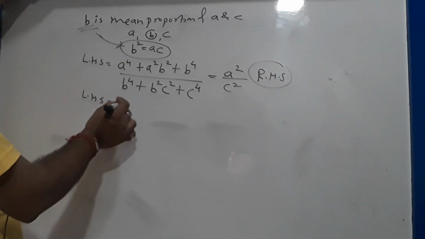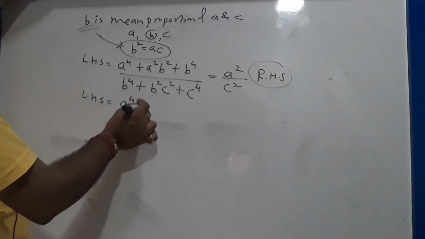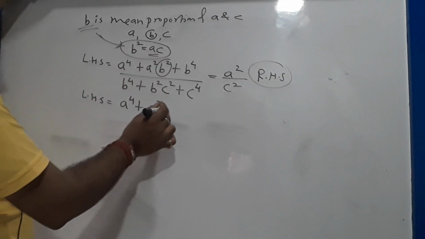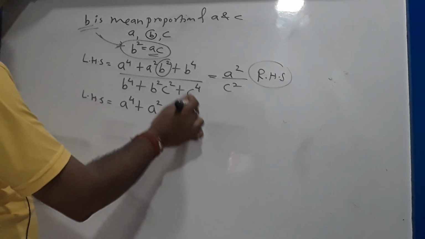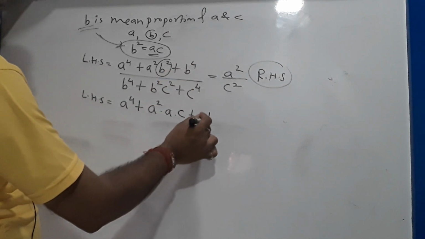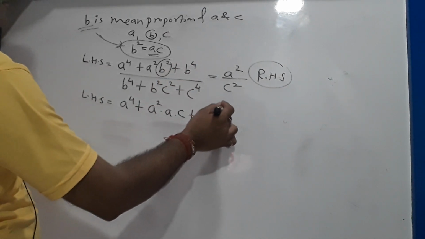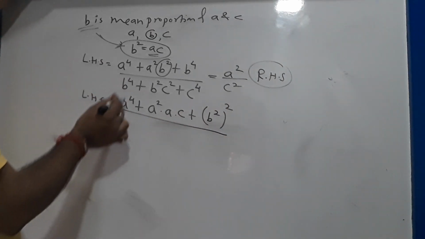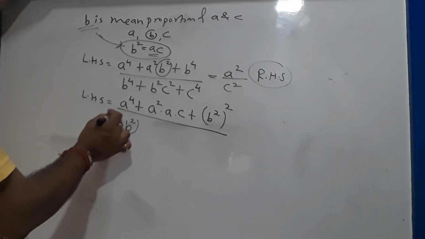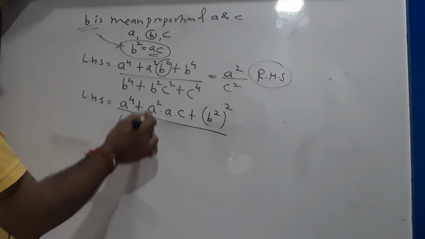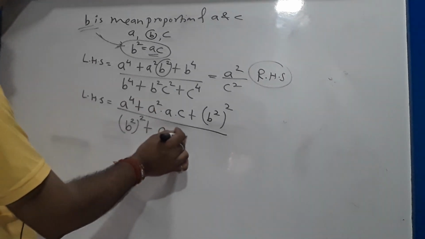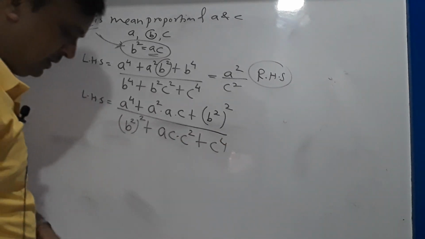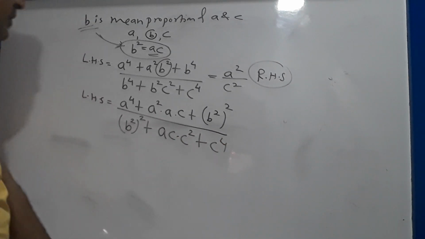A power 4 as it is, then A square as it is. Then what is B square? AC. So we write AC plus B power 4. B power 4 I can write as B power 2 power 2. Law of indices: power to power, multiply the powers. Again, B power 4 I can write as (B square) square, plus B square, we are going to write AC, upon C square plus C power 4. Only we are going to replace the B square value.